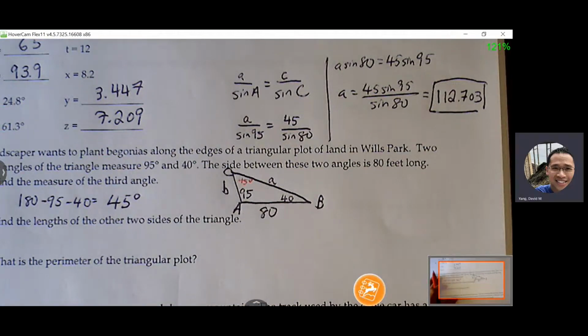Okay, do the same process, find side B. Now that you have everything, you either pair B with A or pair B with C. Finally, what does perimeter mean? The sum of all three sides.